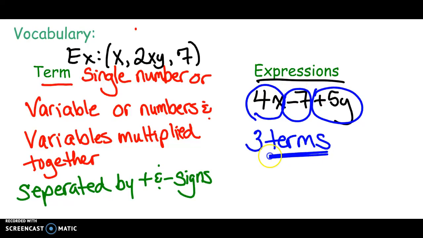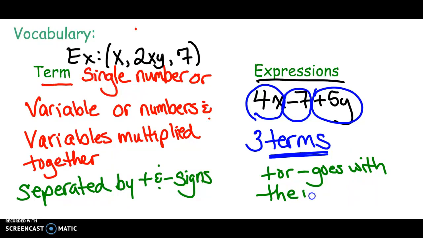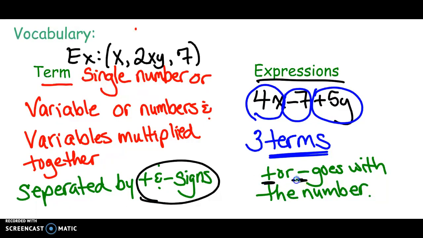So in identifying terms, what you want to remember is that the plus or minus, the addition or subtraction sign, goes with the number. And we'll talk about that next. So that's very important. So a term is anything separated by a plus or a minus sign, and you want to remember that that sign, whatever it is, plus or minus, goes with the number when circling.